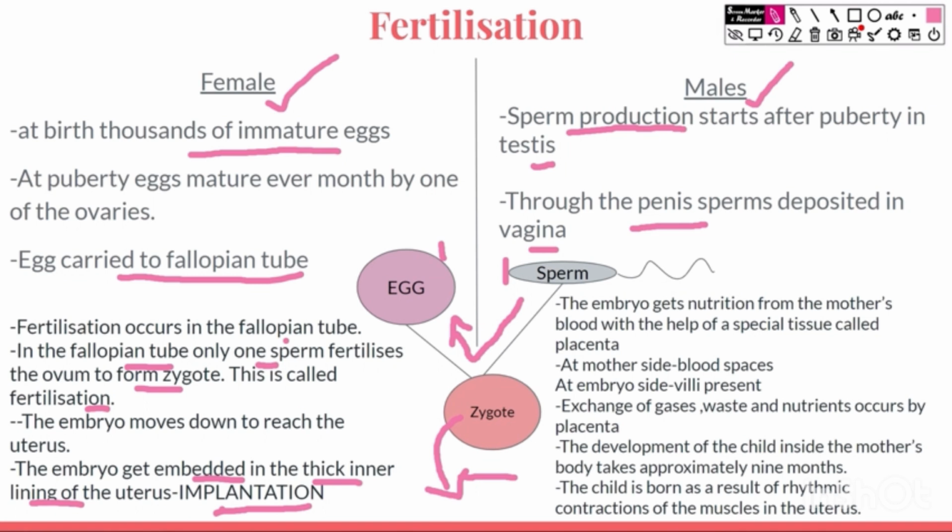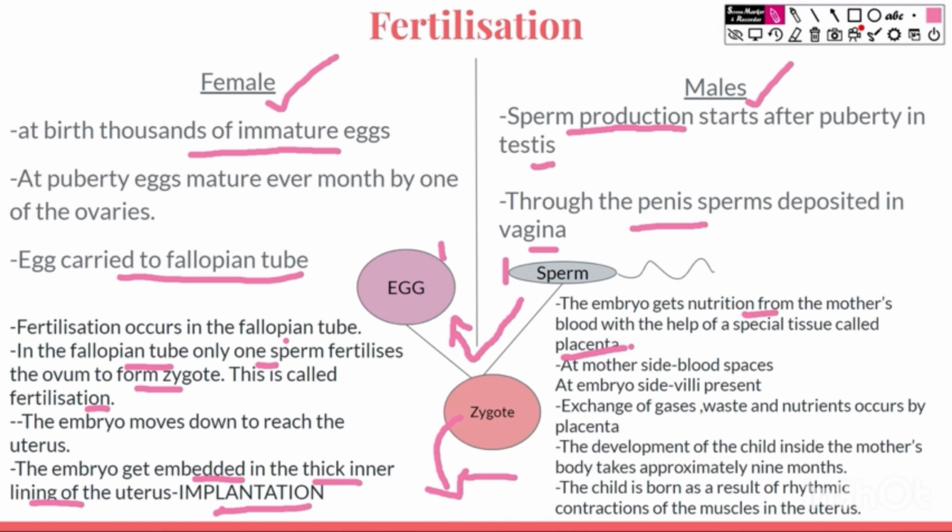This thickened lining has a lot of blood vessels which can supply nutrients to the zygote, to the embryo, for the development of the embryo in the uterus. So every month the lining of the uterus thickens. Now in this thickened lining, the embryo gets embedded, and this process is called implantation. The embryo gets nutrition from the mother's blood with the help of a special tissue which is called placenta.